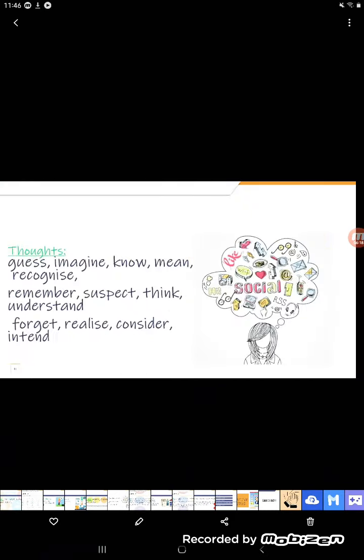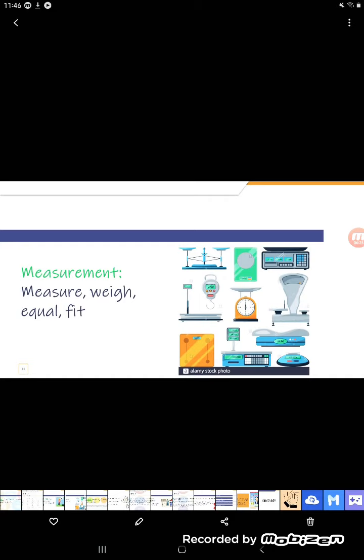Measurement: words of measurement can be both stative and dynamic. Measure is a word which can be used as an active verb when you're measuring something. I'm measuring this cloth. I'm going to discuss that in the next video. So measure, weigh. If you say I'm weighing this, you're doing a physical action. But if you say this weighs, you're talking about the weight or quantity of something. So these can have multiple meanings.